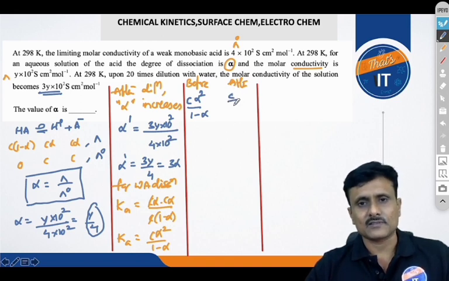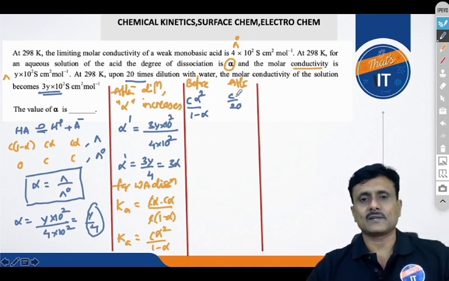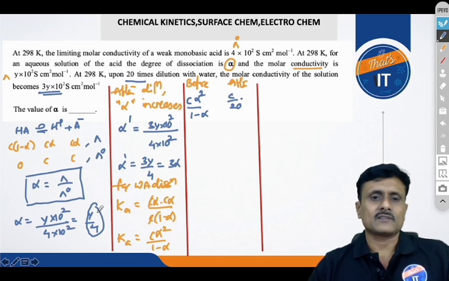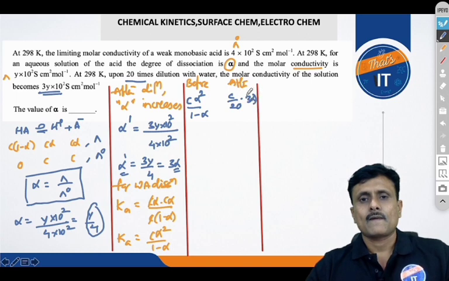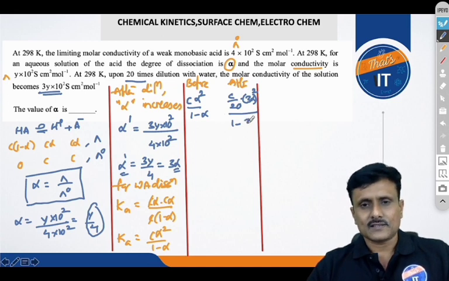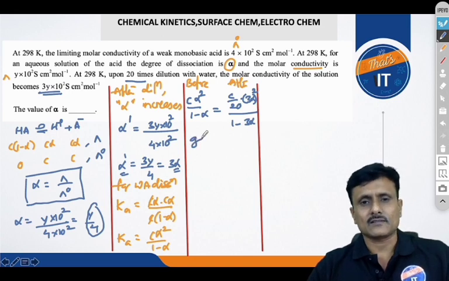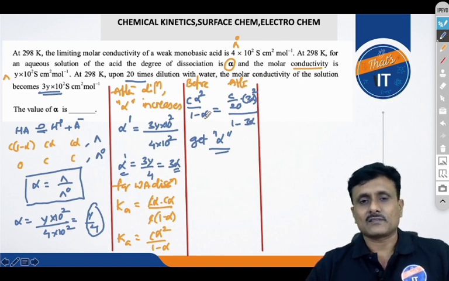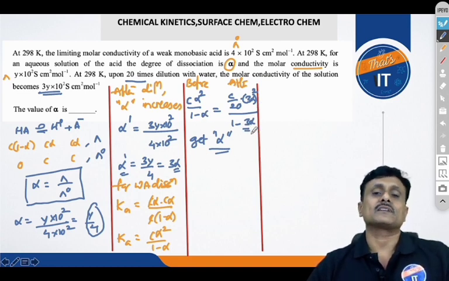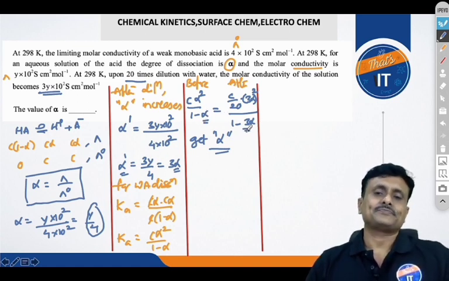The concentration becomes C upon 20, because you have diluted it by 20 times. The concentration decreases by 20 times, into alpha. Now the alpha dash will come into picture, that is 3 alpha whole square upon 1 minus 3 alpha, and these two values are equal. Now you have to get the value of alpha. I think you must have understood by now why I did not neglect alpha in comparison to 1. You can see that it has increased 3 folds compared to the initial value. So you can neglect here, but you cannot neglect here. That is the reason why I kept it intact.